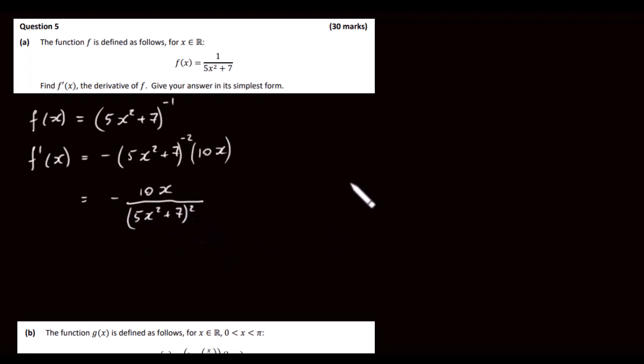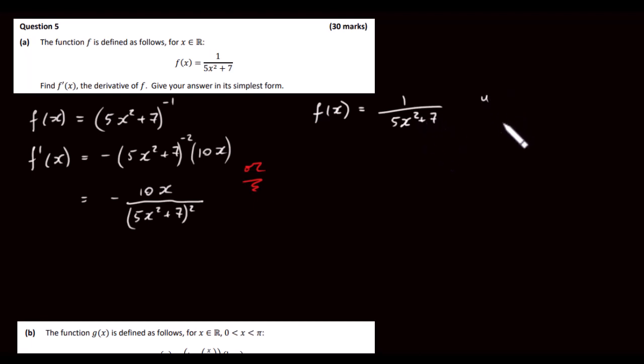That's it really. You can do this using the quotient rule as well, so I might just do it that way as well. So just write our function out. It's f of x is equal to 1 over 5x squared plus 7.